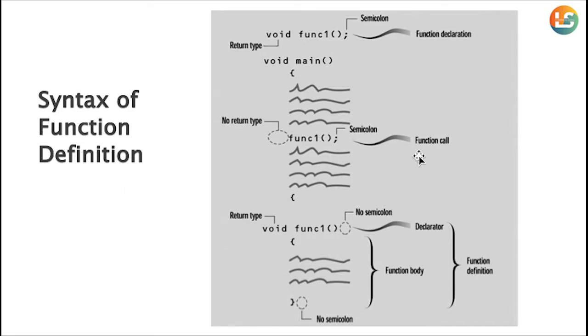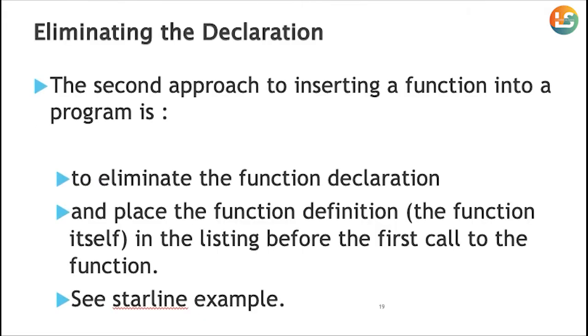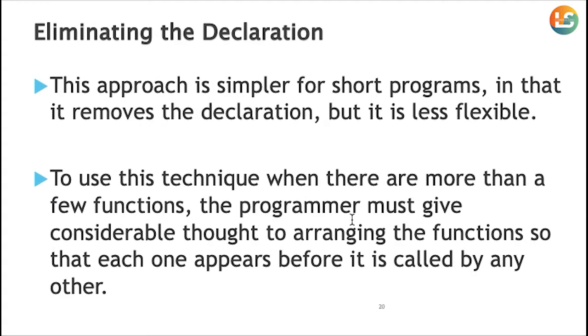The second approach to inserting a function into a program is to eliminate the function declaration and place the function definition itself in the listing before the first call to the function. So for example, see the star line example. This approach is simpler for short programs in that it removes the declaration, but it is less flexible. To use this technique, when there are more than a few functions, the programmer must give considerable thought to arranging the functions so that each one appears before it's called by any other.